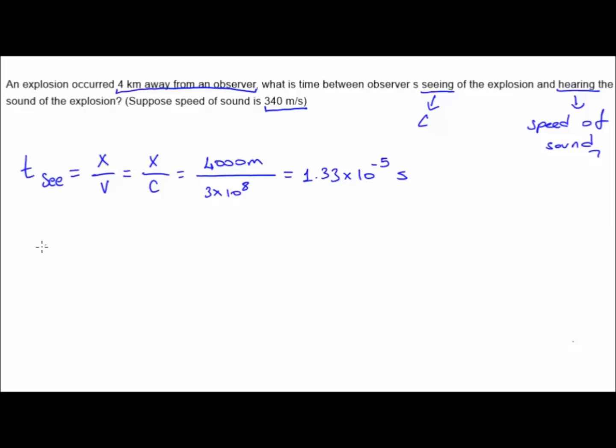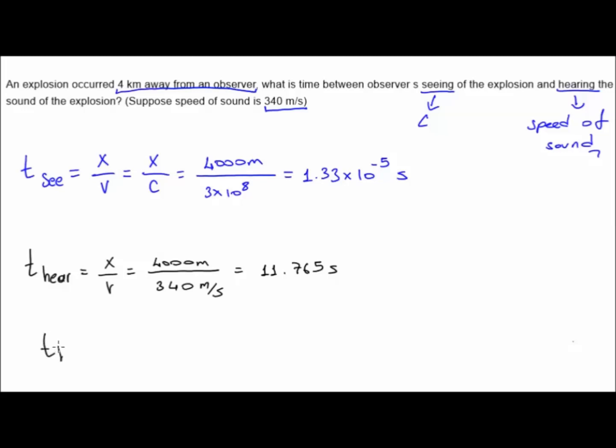Now we are going to calculate t hear. X over v, x same 4000 meters over v, 340 meter per second, and the result going to be 11.765 seconds. And to find difference between, we have to use subtraction method.